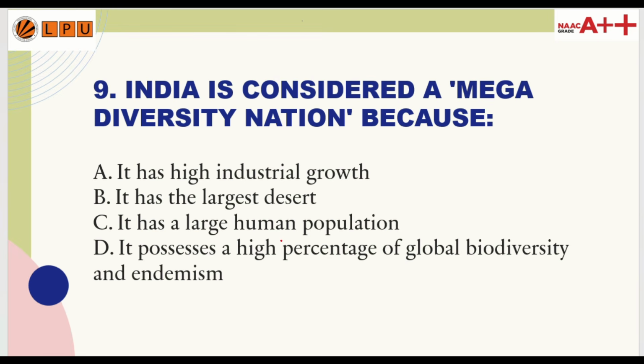Question 9. India is considered a mega diversity nation because option A it has high industrial growth, option B it has the largest desert, option C it has a large human population, option D it possesses a high percentage of global biodiversity. So the correct answer is option D.